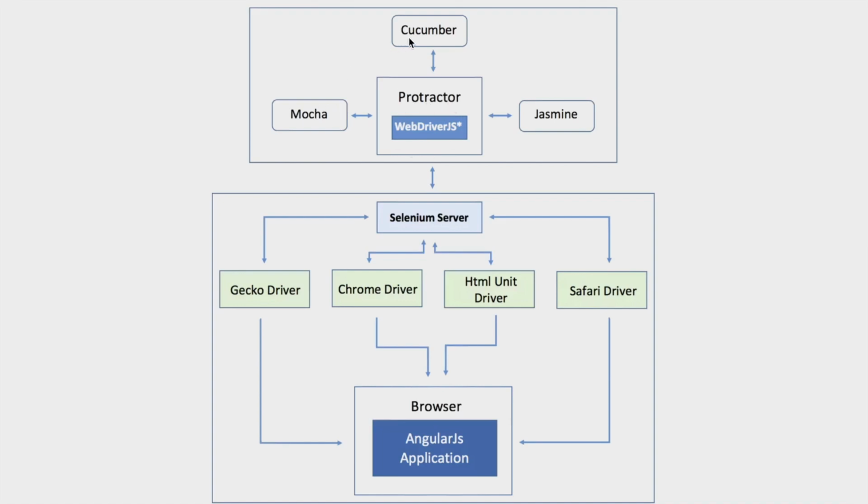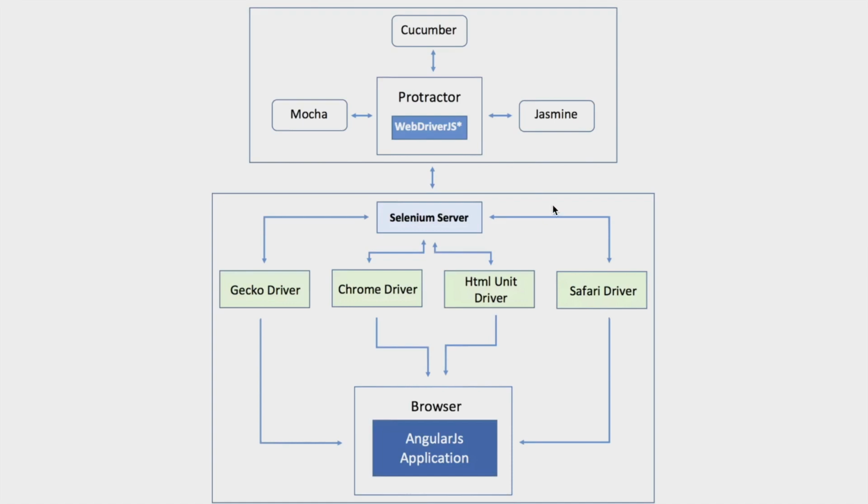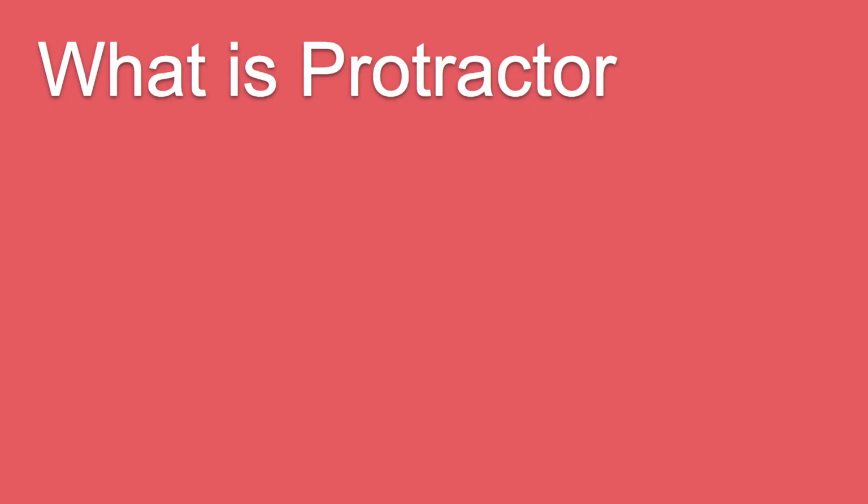And then what you see here like Cucumber, Mocha, Jasmine, these are testing frameworks. So you can create your test cases using these frameworks. And this interacts with the Selenium server, and then we have the browser drivers for different browsers, and finally we have the AngularJS application which is running on the browser. So this is a typical architecture or design of Protractor with WebdriverJS. We will discuss this in more detail in coming sessions.